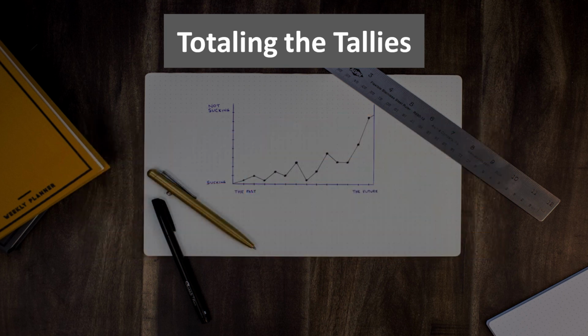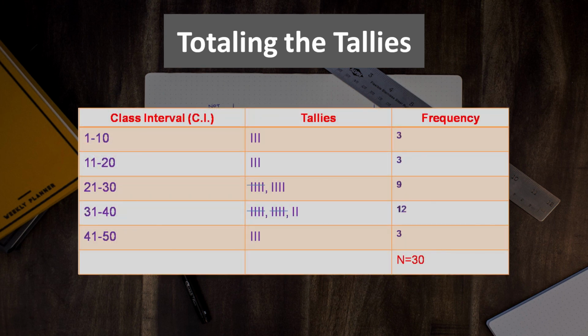Then the last step, the seventh step, is totaling the frequencies. Here you see the class interval is the first column, tallies is the second column, and frequencies are the third column, and the total you have to add: 3 plus 3 plus 9 plus 12 plus 3. So n is here 30. So this is called a frequency distribution table.